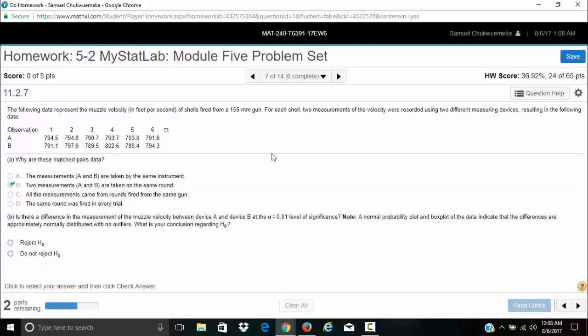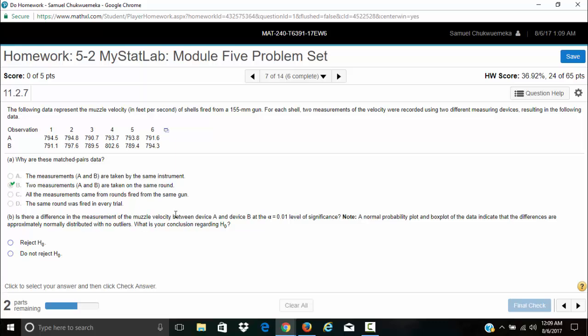Next one. Is there a difference in the measurement of the muzzle velocity between device A and device B at 1% significance level? Note, a normal probability plot and box plot of the data indicate that the differences are approximately normally distributed with no outliers. What is your conclusion regarding the null hypothesis? Of course, the null hypothesis is that there is no difference.